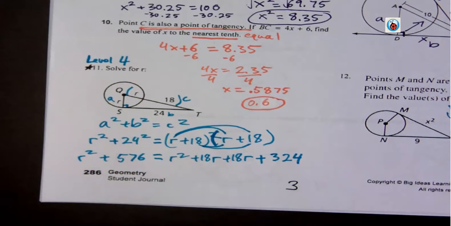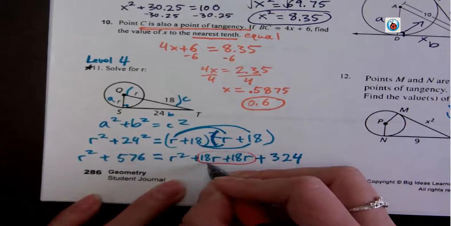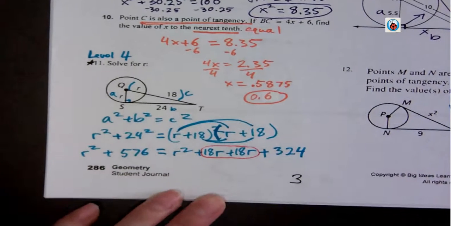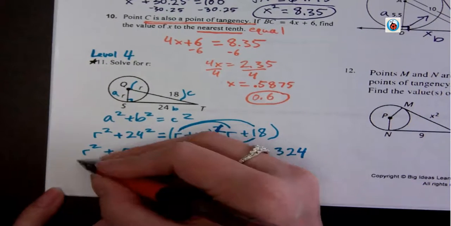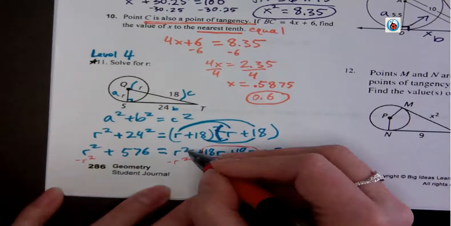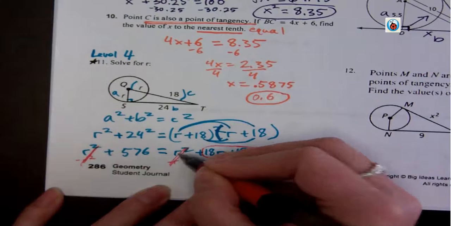So now we're going to simplify as much as we can. So I'm going to combine these like terms. And I'm going to go ahead and subtract r squared from each side. And this is really nice. They cancel out for us. So we aren't going to have to factor in the end.